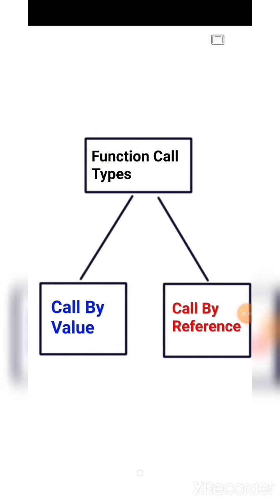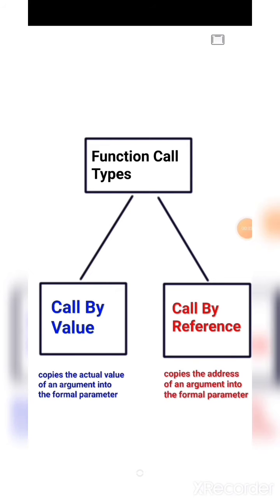Now we have understood what are actual parameters and formal parameters. Now let us see the different ways of passing the arguments to a function. While calling a function, there are two ways in which arguments can be passed to a function. One is call by value and another one is call by reference. In call by value, the value of an actual parameter is copied to the formal parameter, and in call by reference, the address of the actual parameter is copied to the formal parameter.